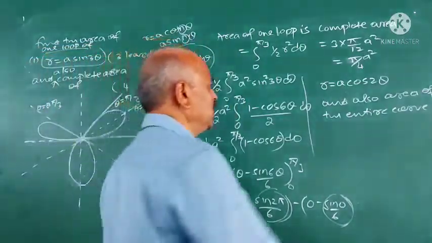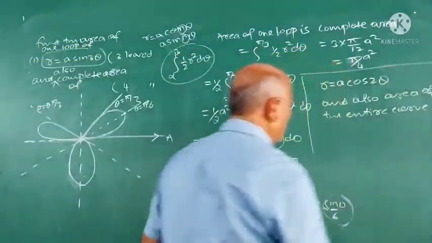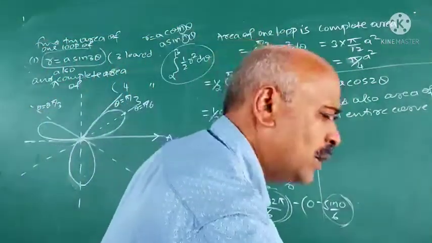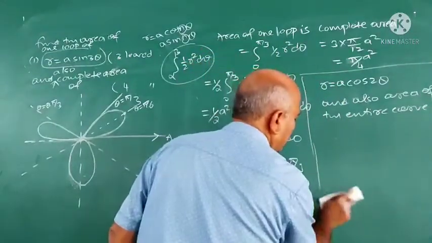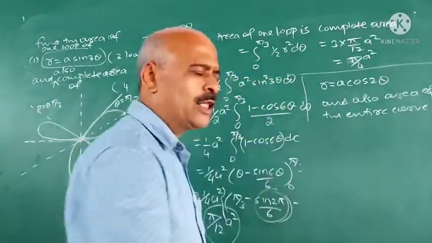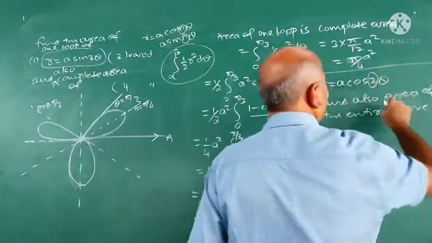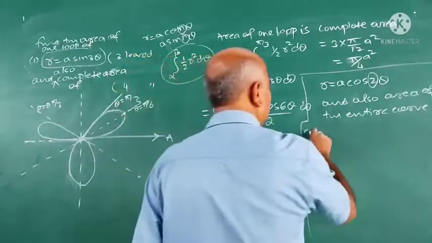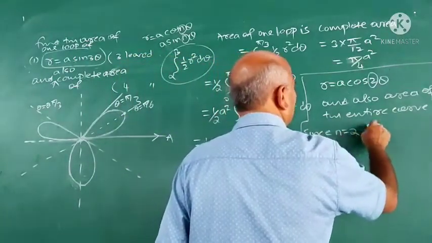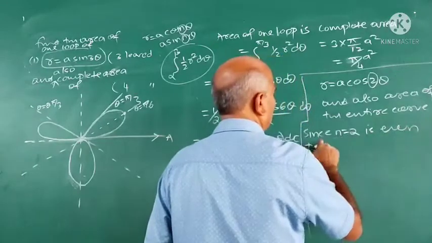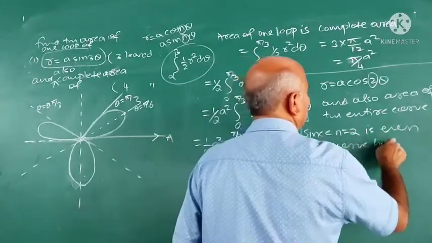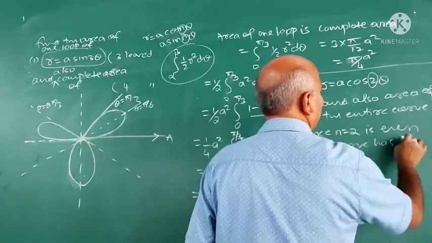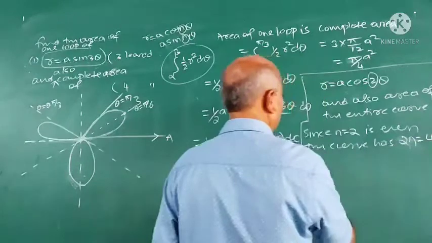See, the shape of the curve plays an important role here, because if you know the curve, then only you can get the idea about the limits of integration. First thing is, since n is even here, it consists of 2n number of loops. Since n is equal to 2 is even, the curve has 2n, that is 4 equal loops.